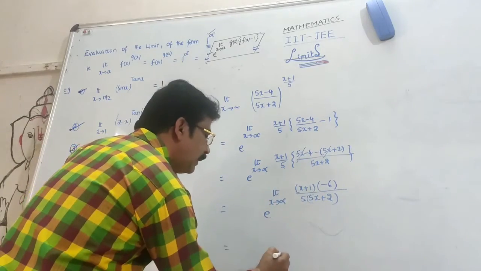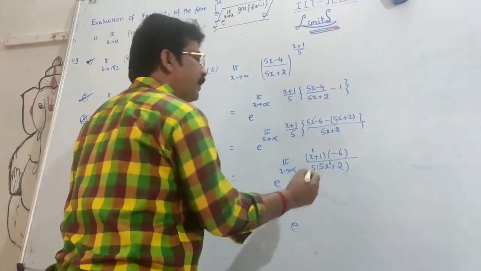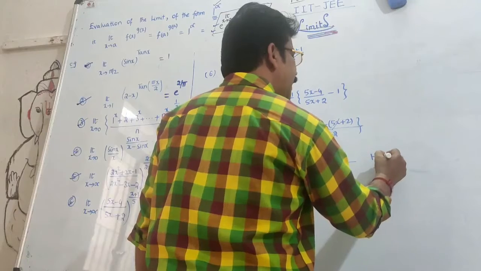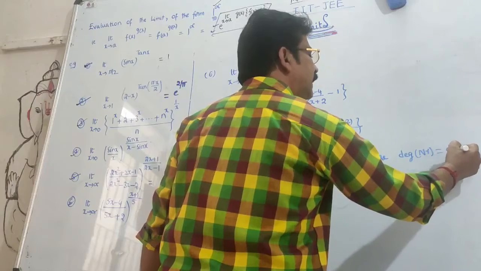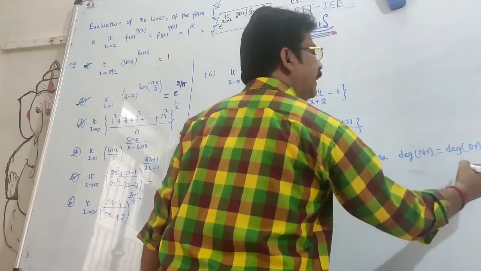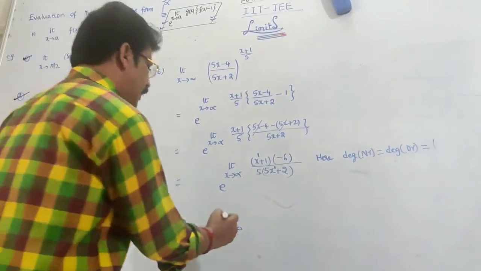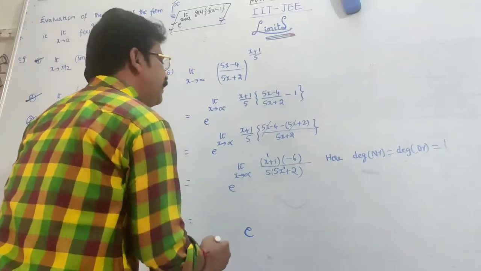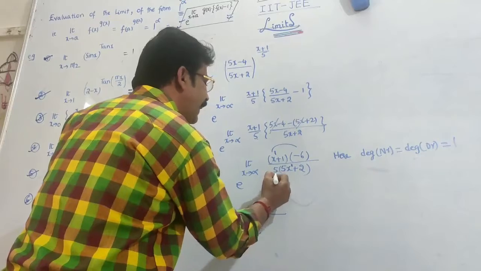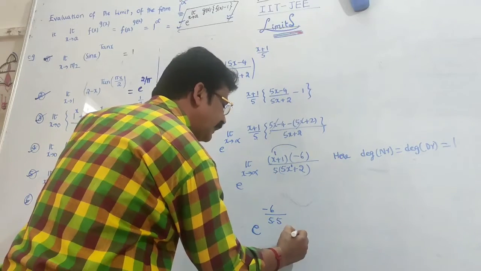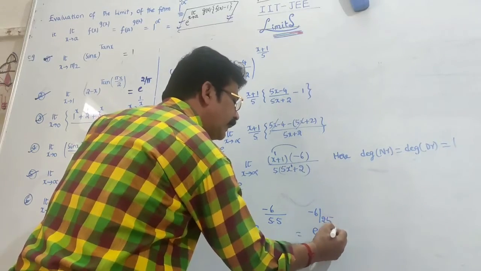So that is equal to the answer, because we can write it directly: x to the power of 1 in the numerator, x to the power of 1 in the denominator. Here the degree of numerator is equal to the degree of denominator, that is equal to 1. So e power the quotient, minus 6 divided by 5 into 5, the x quotient. So that is equal to e power minus 6 divided by 25.